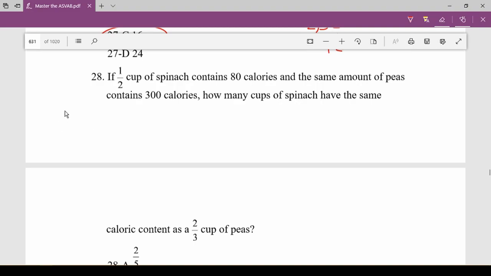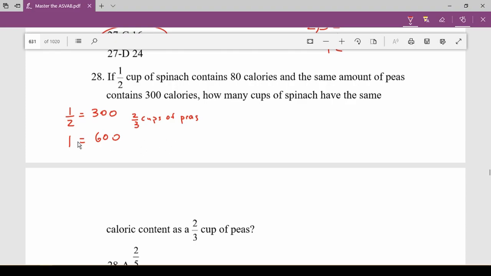So I know half a cup of peas, and let me grab my pen again. A half a cup of peas has 300 calories. If I double that, I know one cup of peas will have 600 calories. Okay, we're interested in finding out first how many calories there are in two-thirds cups of peas. And that information's not given to us. So what I'm going to do is I'm going to figure that out this way.